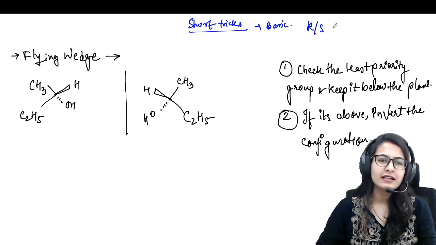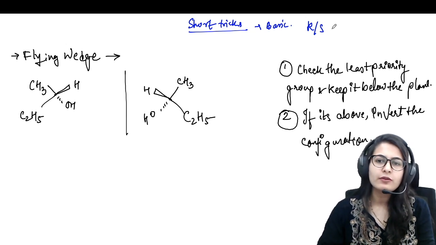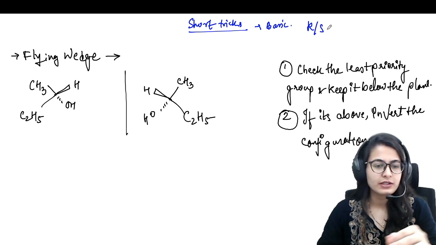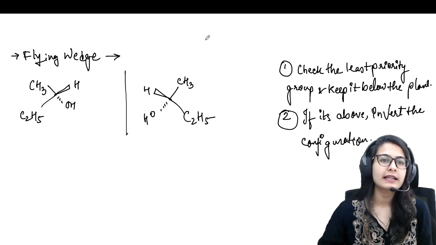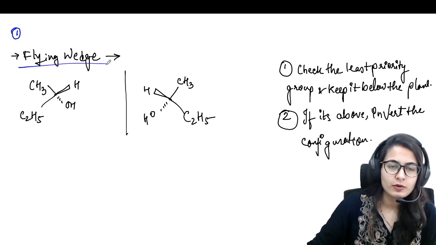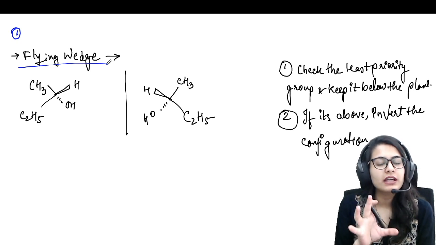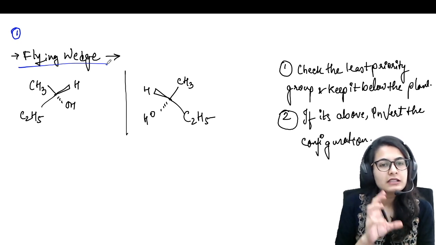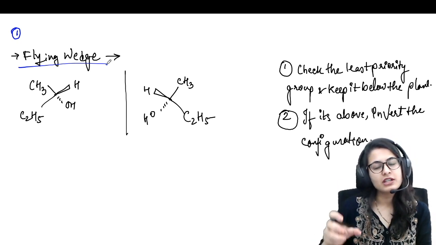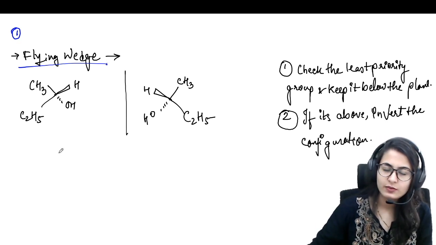So this is something very preliminary, and I think everyone should know this. If you are following these two or three short tricks, you are not going to get any of these questions wrong. So let's practice quickly. First one we are going to take in the flying wedge projection. Sometimes in the books it is shown that you must first convert the flying wedge into a Fischer projection and then find out the R and S nomenclature. However, you can do it directly as well.